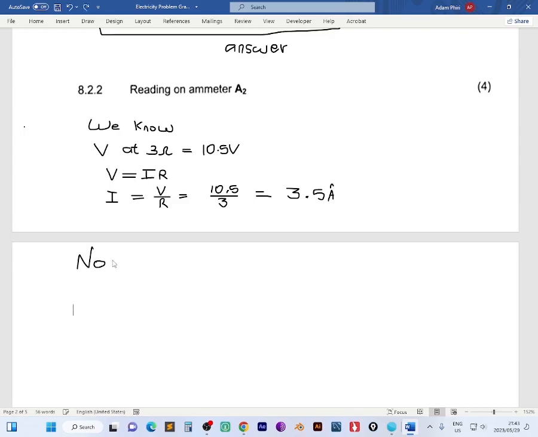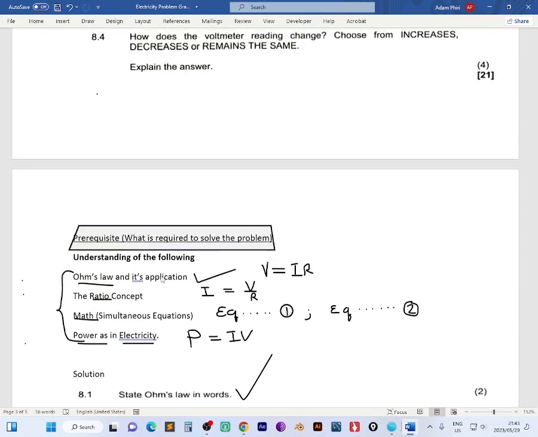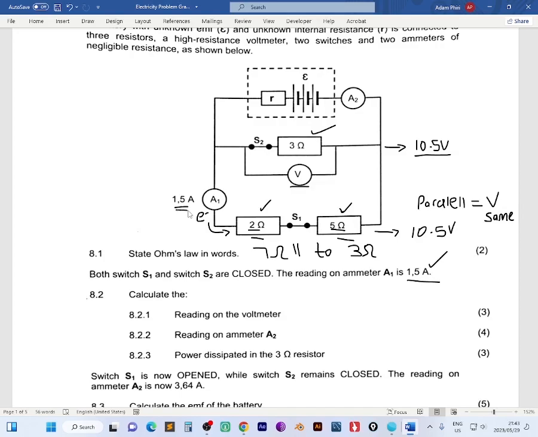So now we have two paths. One path is given as 1.5 ampere, that's the current, and the other path on the 3 ohm is 3.5. So what we have to do is add the paths together, because the current in is equal to the current out. So you find the current going that side and the current going that side. Remember, electricity is the transfer of electrons from a place of low potential to high potential. So that is 1.5 plus 3.5, giving us 5 ampere.